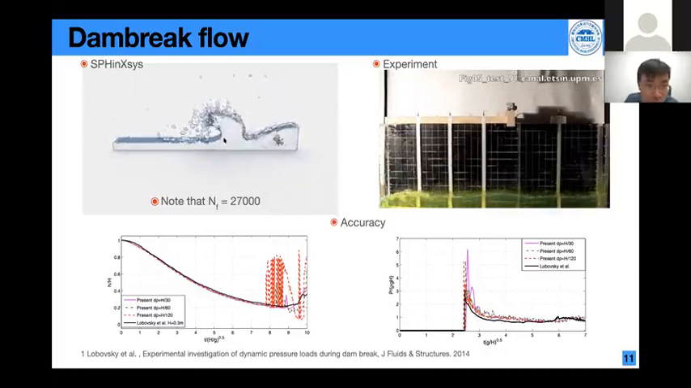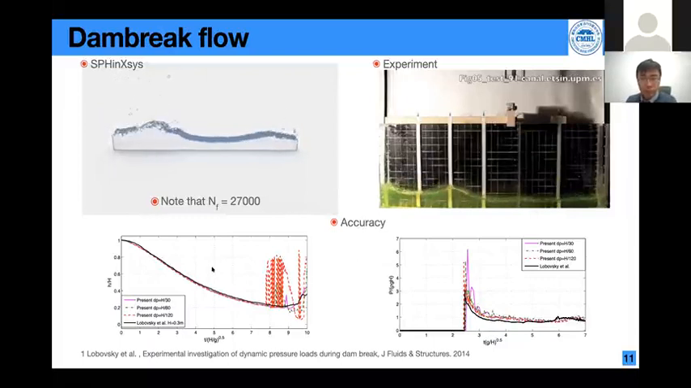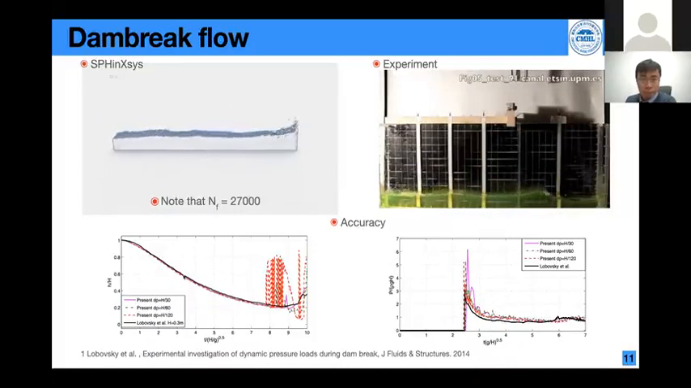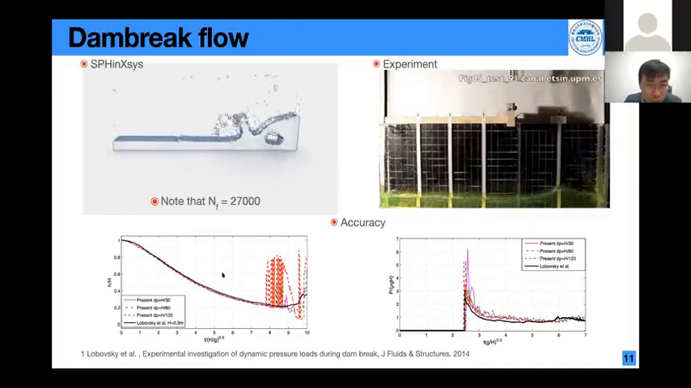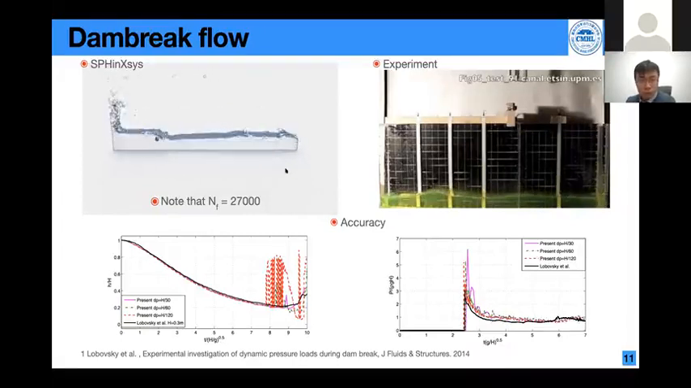Also, this is the comparison between the simulation and the experiment. After that, we compare the elevation of the free surface and also the pressure signals. This is the comparison of the elevation of the free surface. As you can see here, the SPH method can accurately predict the variant free surface elevation. Also, this is the pressure signals. You can see here, even though the variant free surface is accurately predicted, a very smooth pressure signal is reproduced, and this pressure peak is well captured.